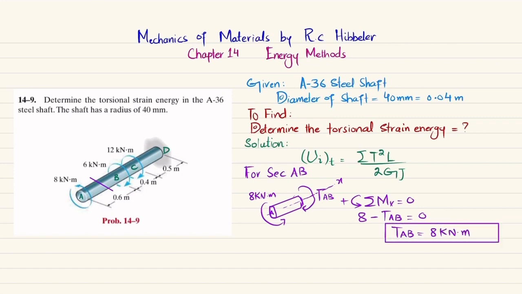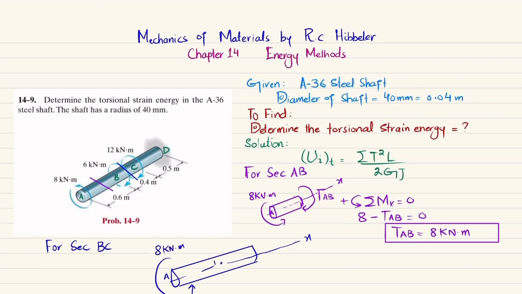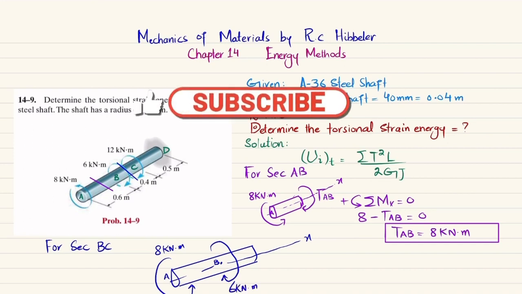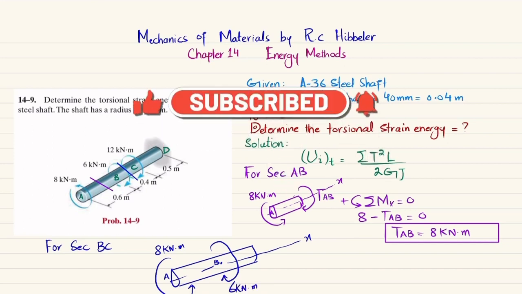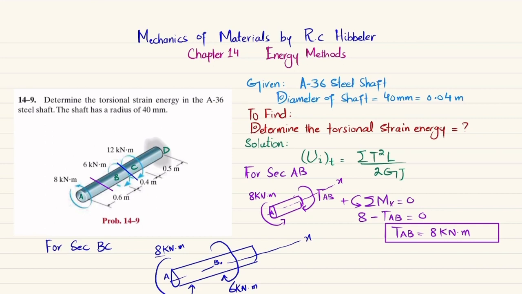Now we will section it between B and C, so I will write for section BC. If I section it, the shaft will be like this. This will be the x-axis. Here at point A, you have a counterclockwise torque of 8 kilonewton-meter. This is point B, where you have a clockwise torque equal to 6 kilonewton-meter. And at point C, we will take this torque. You can see this is 8 counterclockwise and this is 6, so the net torque will be clockwise. This will be equal to TBC.